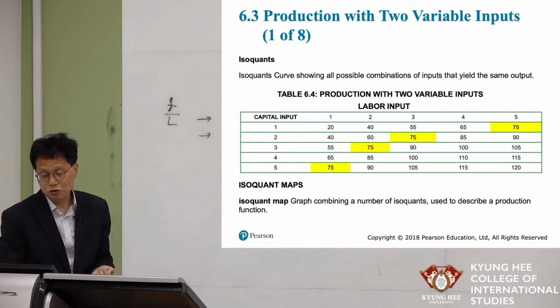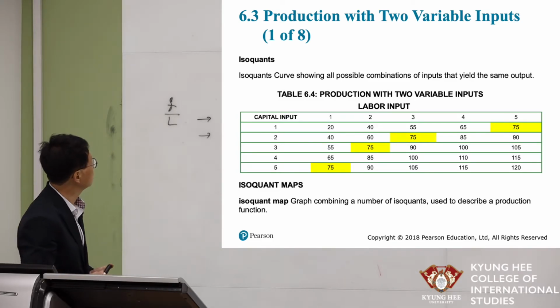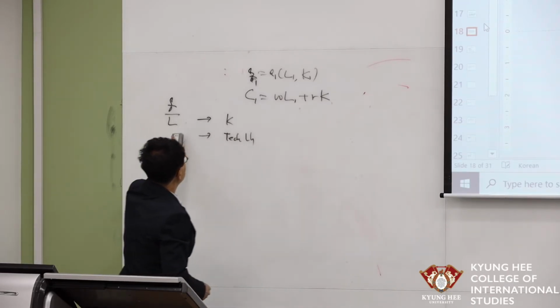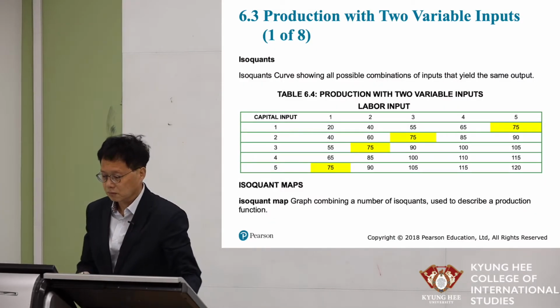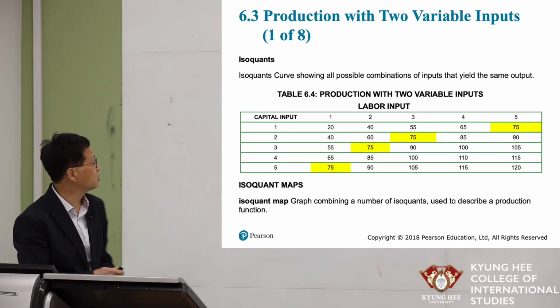And now we move to the next section: production function with two variables, labor and capital. First, let's introduce isoquants. An isoquant is a curve showing all combinations of inputs that yield the same amount of output.